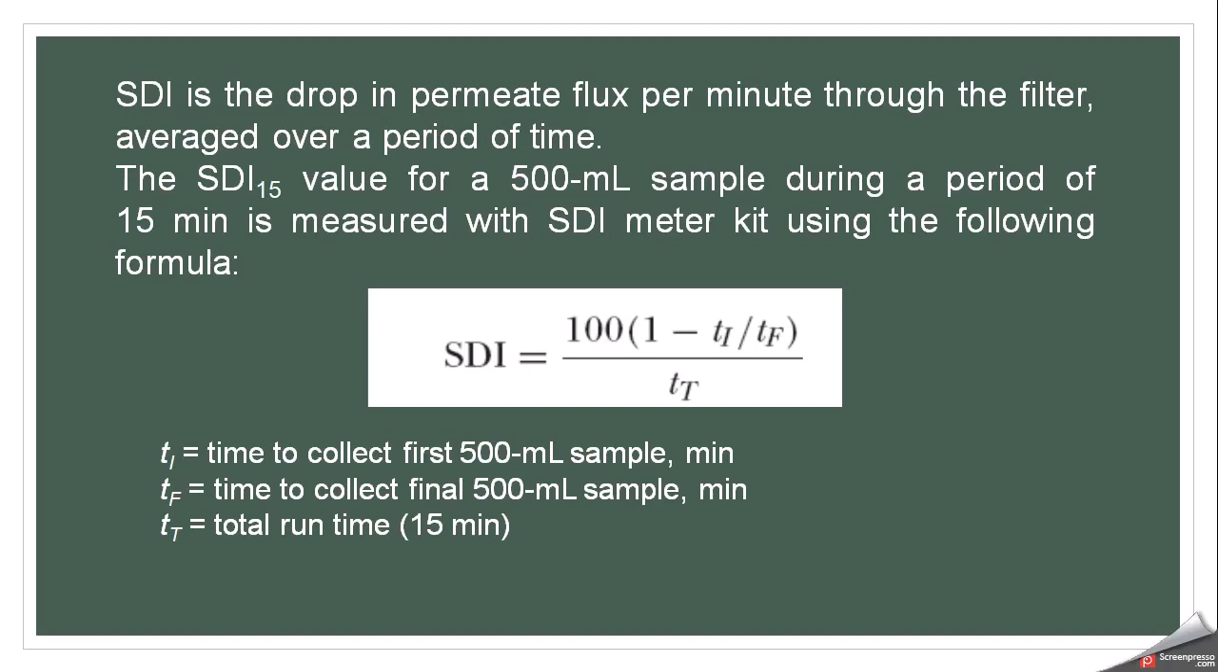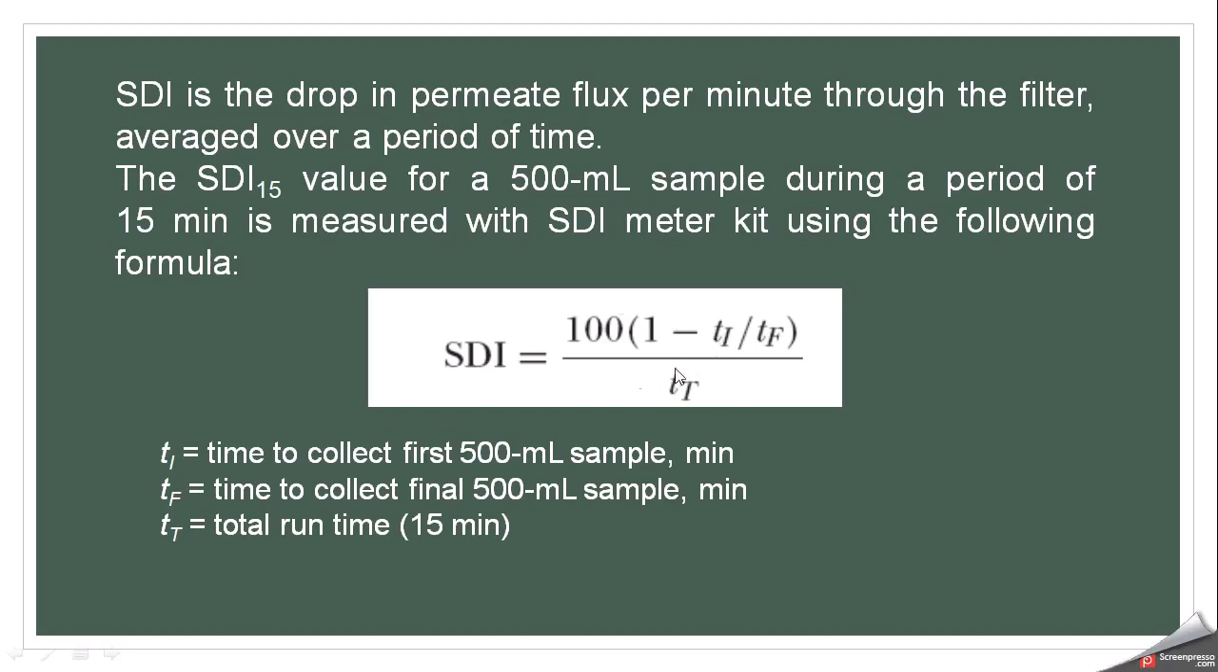The SDI 15 value for a 500 milliliter sample during a period of 15 minutes, that is, we will allow the water flow for 15 minutes at a pressure of 30 psi, is measured with the kit which I showed you earlier, and the formula used is SDI equals 100 times (1 minus Ti over Tf), the whole divided by capital T.